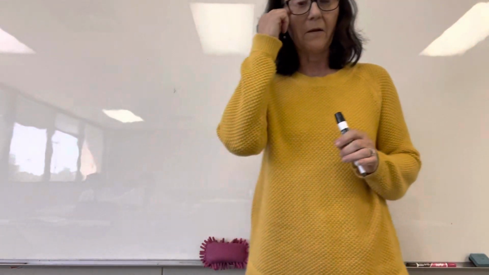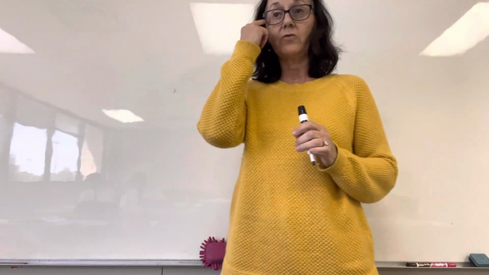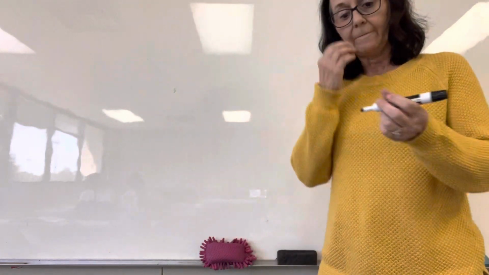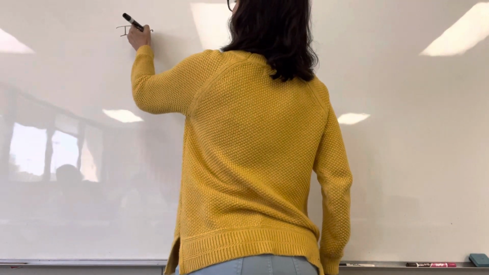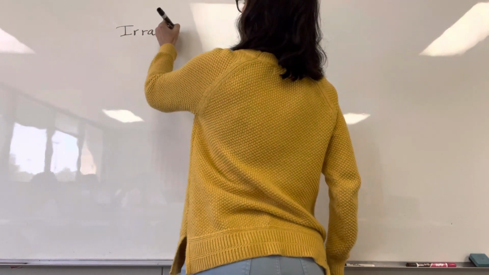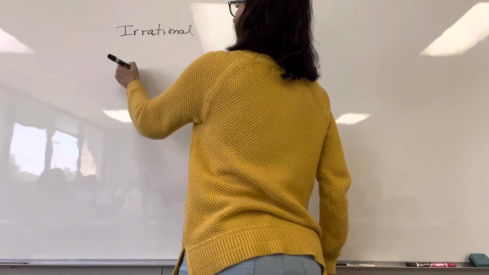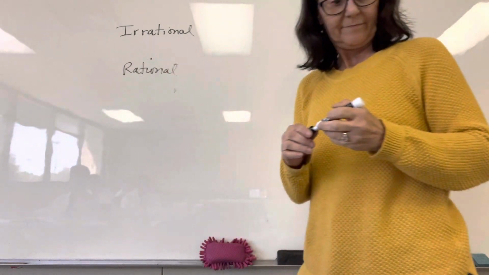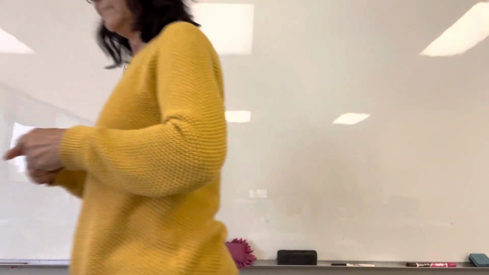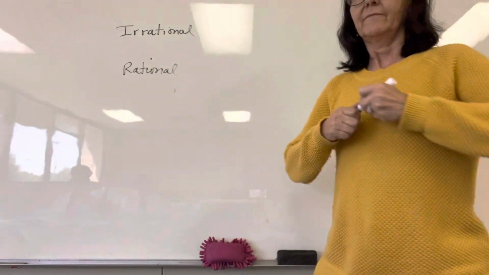Right, this is lesson 104 of Algebra 2 on page 429. Okay, I want us to talk about the difference between irrational and rational numbers. What is the difference between an irrational and a rational? Anybody know? Rational is just like a ratio.